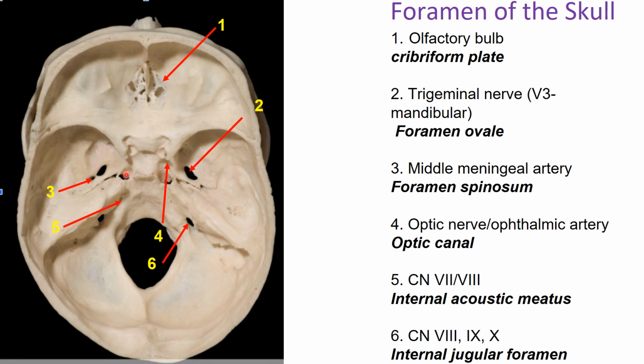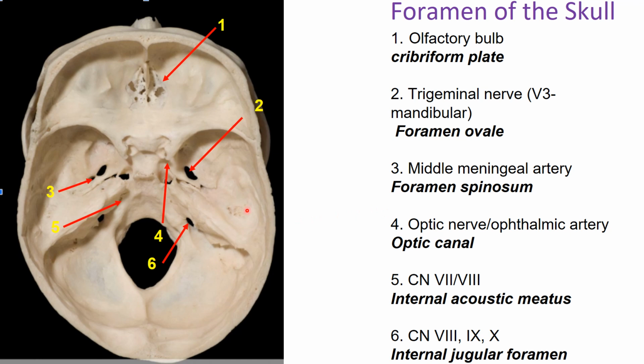There's actually 3 holes that we can see here, and I remember them as SOL: spinosum, ovale, and foramen lacerum, because if you don't know these, you are out of luck. And then the ones that are most associated with structures would be the spinosum with the middle meningeal artery and the ovale with V3, or the mandibular branch of your trigeminal nerve.